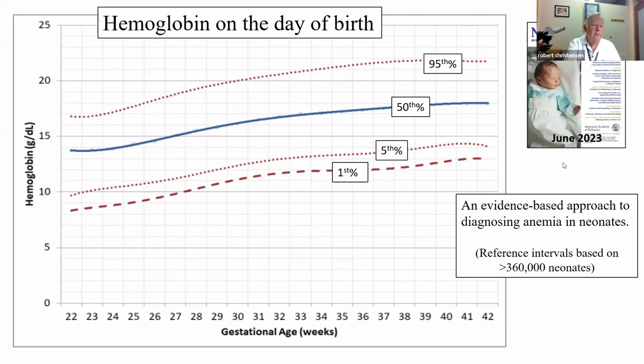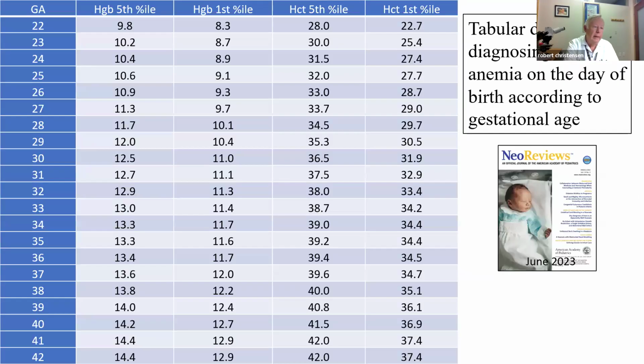And if you want to find this, it's in the June 2023 NeoReviews. Now, some people like to use this kind of information as a chart. So you have a baby that's 30 weeks gestation with a hemoglobin of 10. You see that's less than the first percentile. Others would rather see this as tabular data, and therefore we do it both ways.